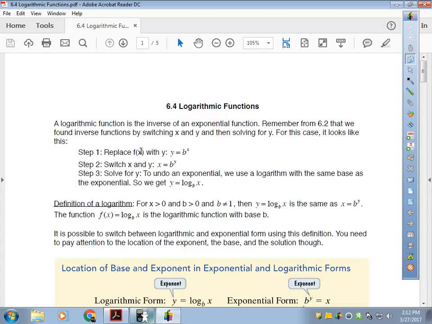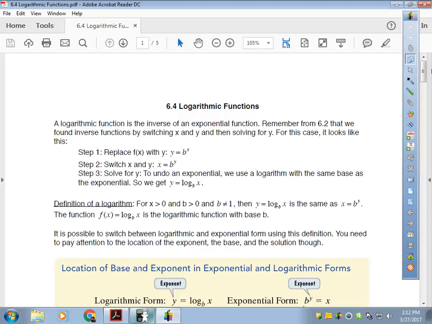The first step, we replaced f of x with y, so we had y equals b raised to the x power. Our second step, we switched x and y, so x equals b raised to the y power. And then the last step is to solve for y. To get y by itself, you have to get rid of this exponential, you have to get rid of this b. To do that, we use a logarithm that has the same base. And so we end up with y equals log base b of x.